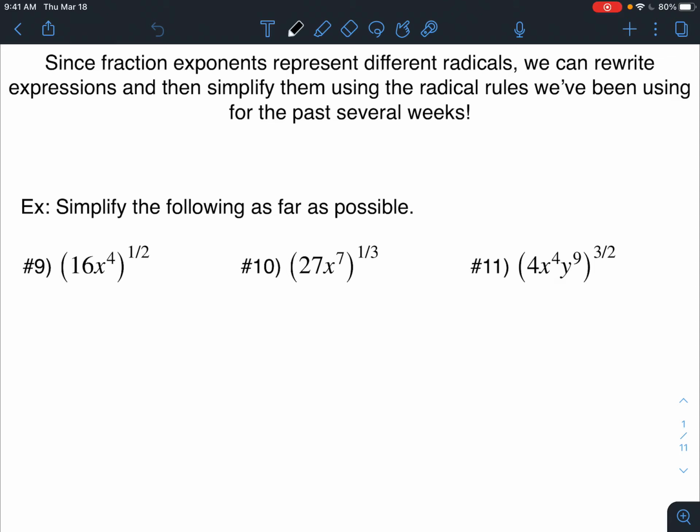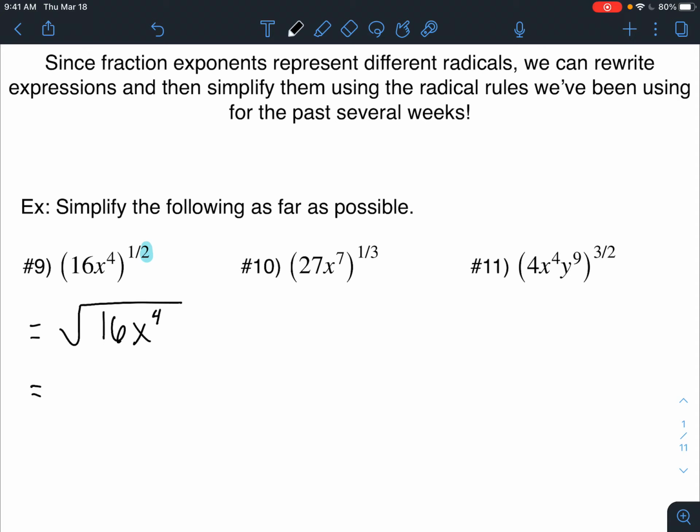Let's practice simplifying with fractional exponents. So fractional exponents are rational exponents. They just represent different radicals. The denominator represents what type of root we have. So this means that we have a square root. And then the top represents the exponent that we would apply. Since it's an exponent of 1, we don't need to worry about that.